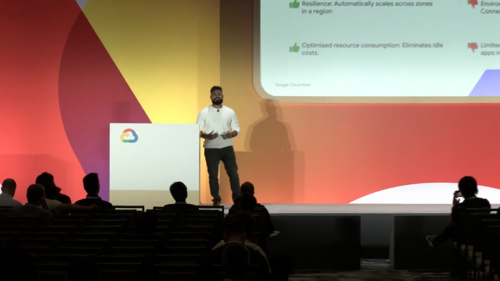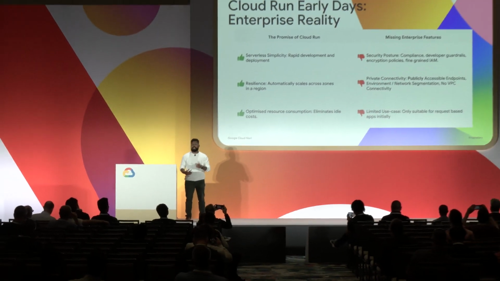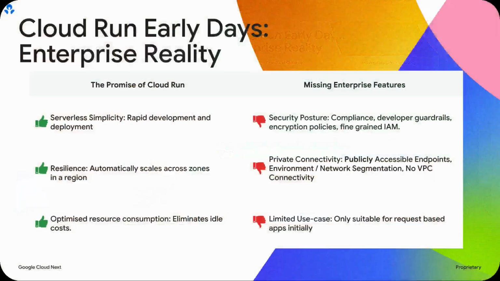Then came Cloud Run. In its early days, it offered great promise of serverless simplicity. Streamlined developer experience, where developers could just focus on building, deploying, and scaling their applications. Resilience, with built-in scaling across all zones inside of a region, and handling any traffic spikes, making sure our applications are available. Cloud Run's pay-per-use model was also incredibly attractive. As you can imagine, like many organizations, we tend to over-provision everything. But the fact that we only pay for what Cloud Run used meant that we eliminated any idle costs. On the flip side, though, in the early days, the security posture, the private network connectivity, and use cases were limited.